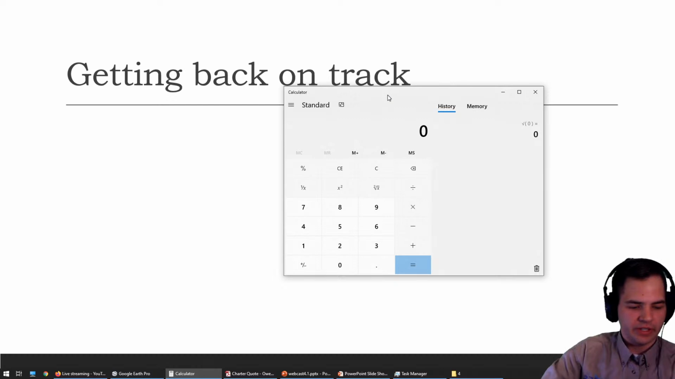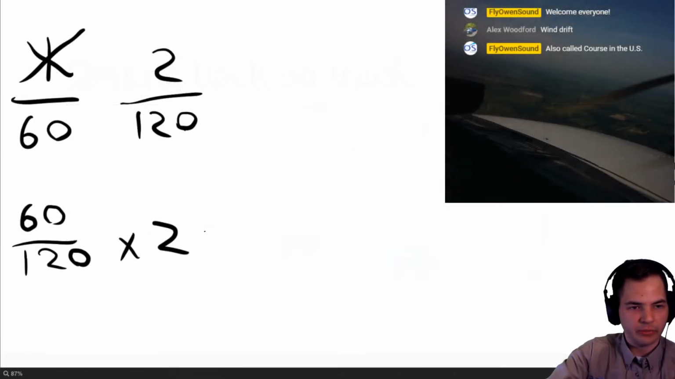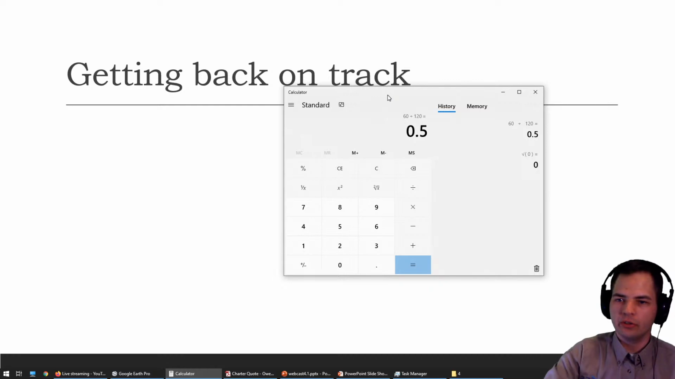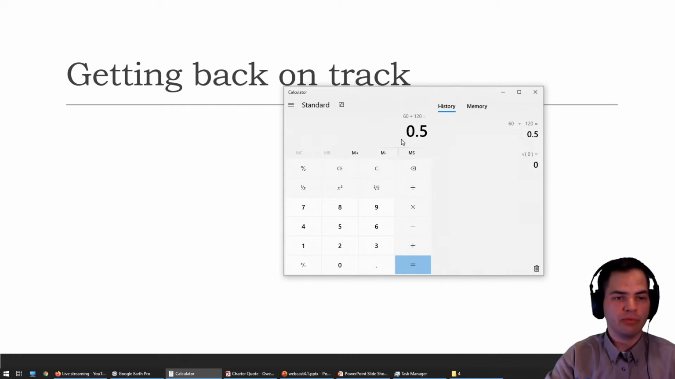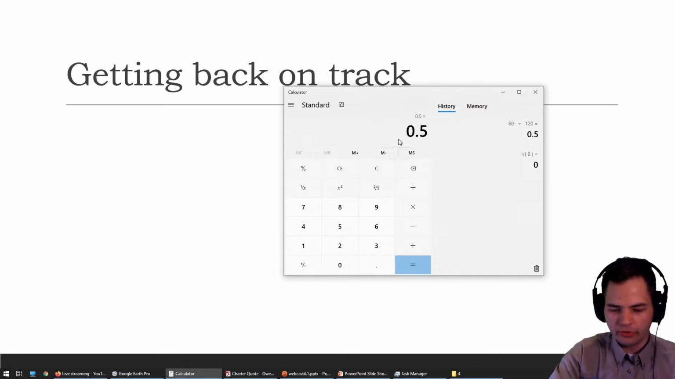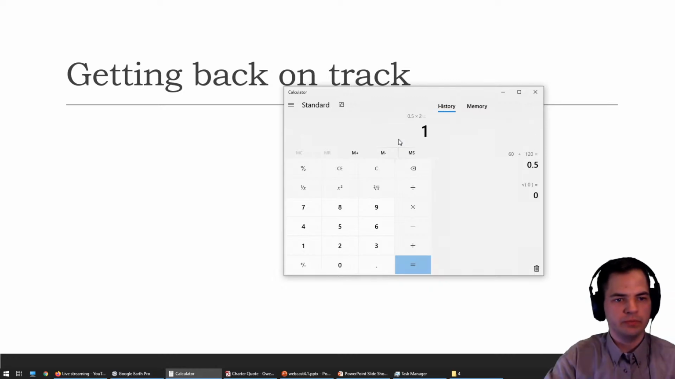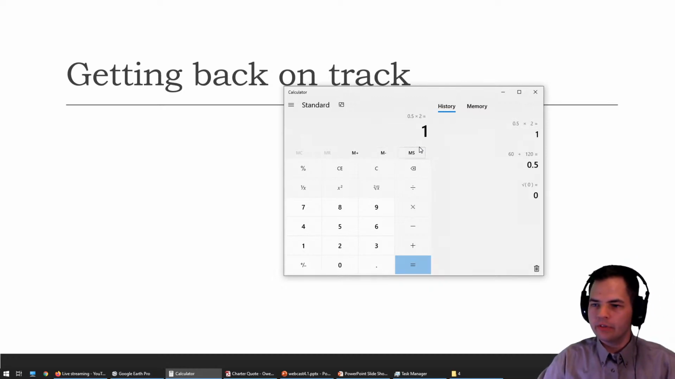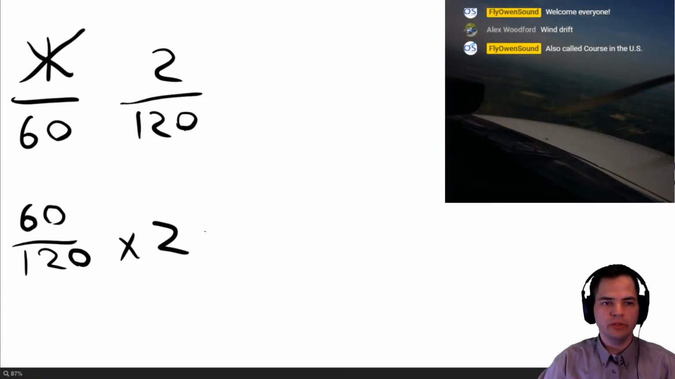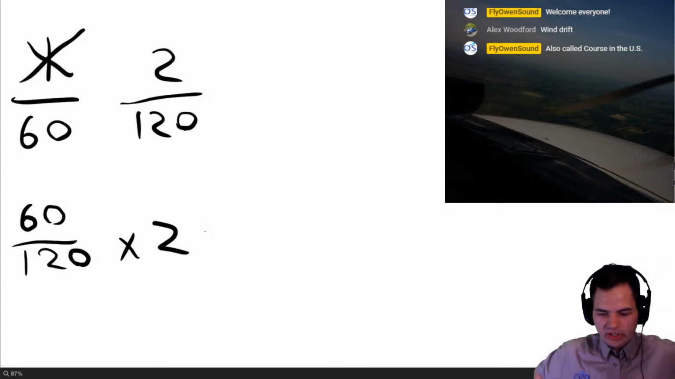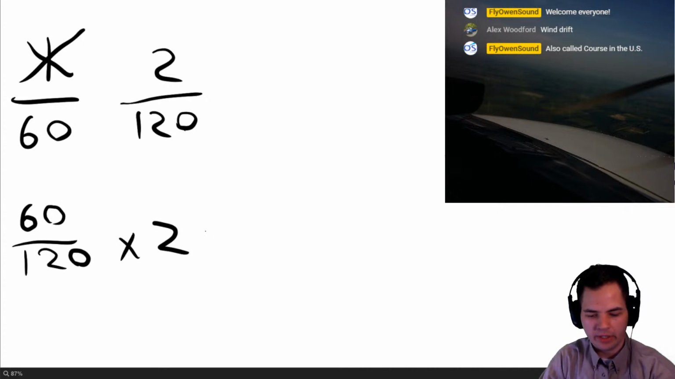So I'm going to take my 60 divided by 120. I get 0.5, or half. And then that multiplied by 2, and I get 1, right? So that's our mathematical method for the same problem. I'm taking the 60 divided by the 120. That's very similar to what we were doing when we were just looking at it on paper, looking at that route.